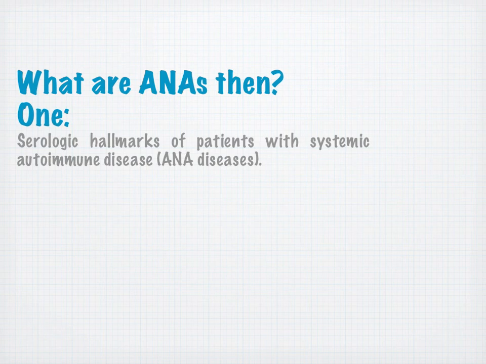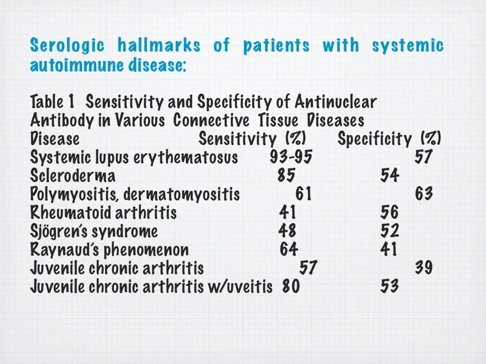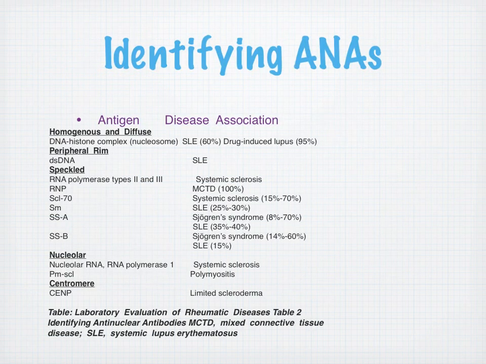So again, what are ANAs? Well, they're the serologic hallmarks of patients with systemic autoimmune diseases. Here's an example of some of those sensitivity and specificity numbers. You can see here the sensitivity and specificity of antinuclear antibodies in various connective tissue diseases. And there they are, with lupus being the highest, with 93 to 95% sensitivity.